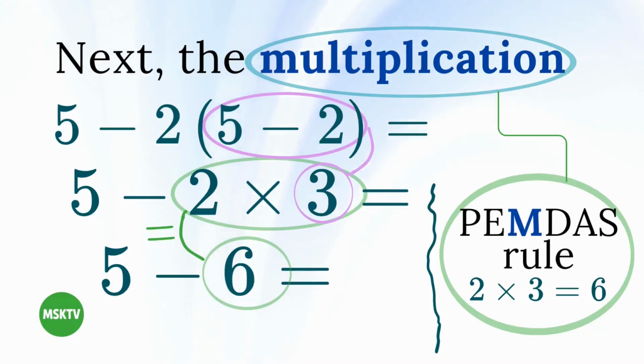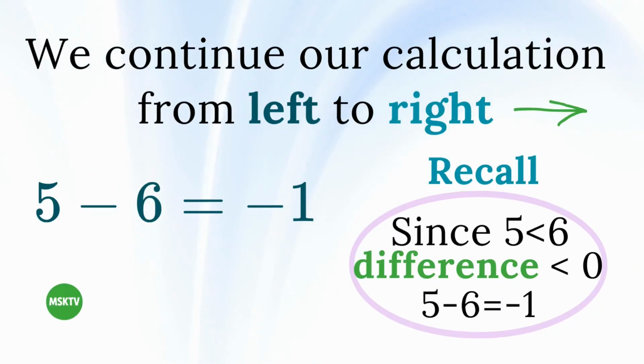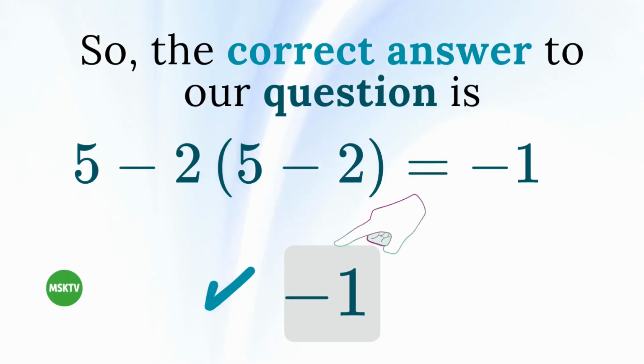Finally, we continue our calculation from left to right. We now have 5 minus 6, which equals minus 1. So, the correct answer to our question, 5 minus 2 times, inside parentheses, 5 minus 2, is minus 1.